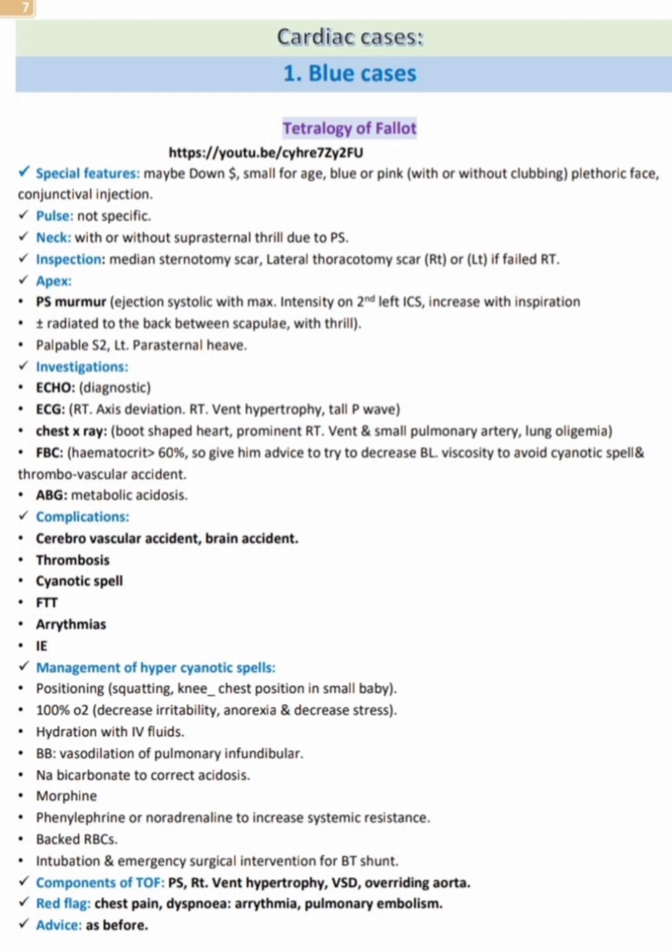Now, what are the components of TOF? We know there are 4 components of TOF: pulmonary stenosis, right ventricular hypertrophy, VSD and overriding aorta. Red flags of TOF are chest pain, dyspnea, arrhythmia and pulmonary embolism. So these are the red flags: chest pain, dyspnea, arrhythmia and pulmonary embolism.